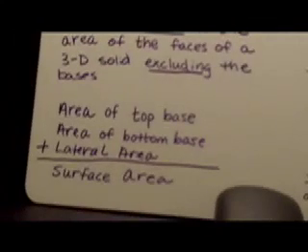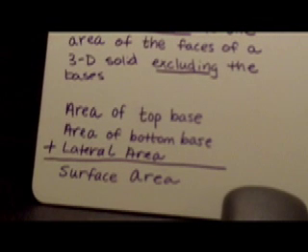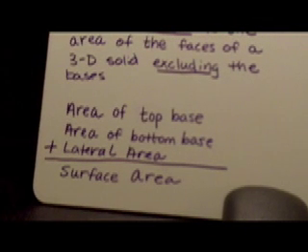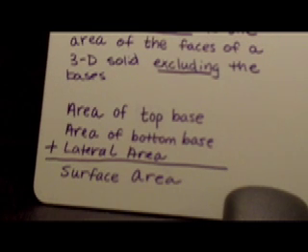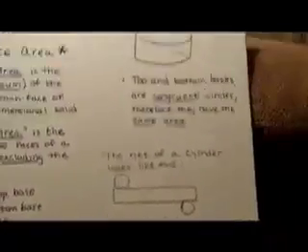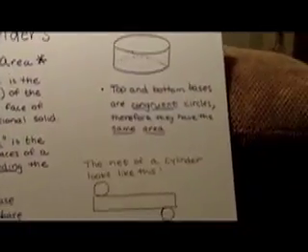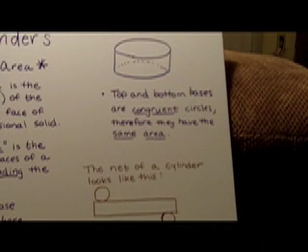To find the total surface area, we're going to add the area of the top base plus the area of the bottom base plus the lateral area. We also know when we're talking about cylinders, the top and bottom bases are congruent circles. Congruent means exactly the same. Therefore, they will have the same area.